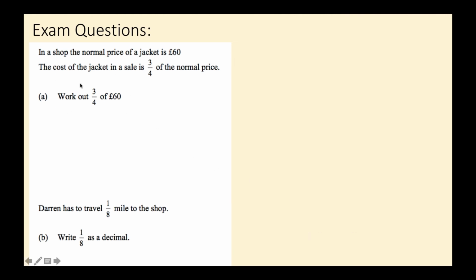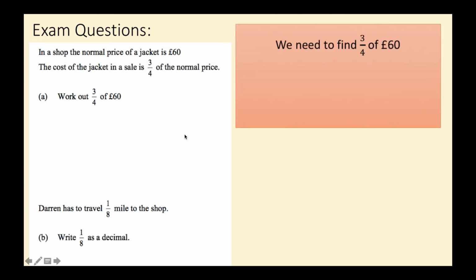Okay, so this one's nice, 3/4 of 60. We just need to do 60 divided by 4, which gives us 15, and then 15 times 3 to give us 45. So our answer for that one is 45.